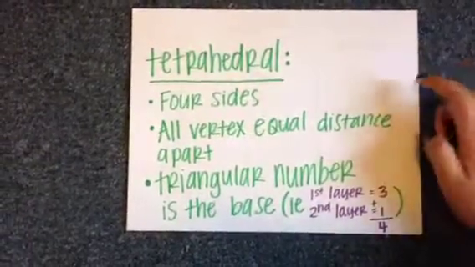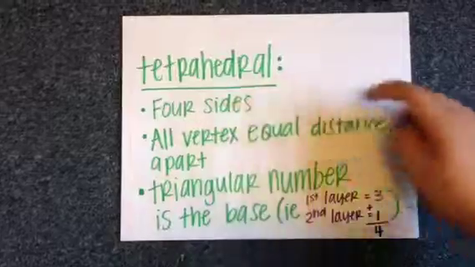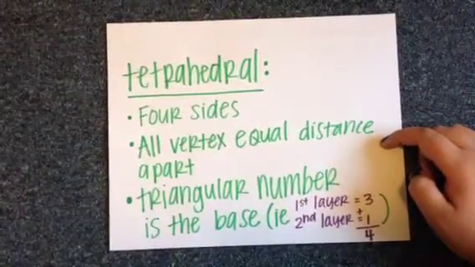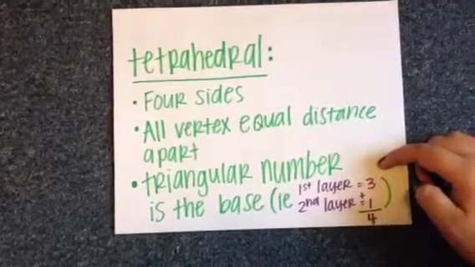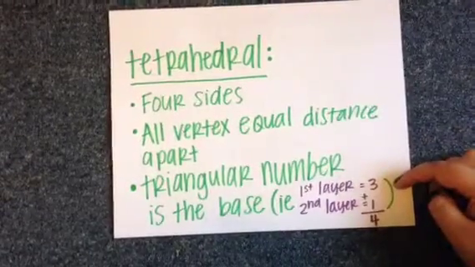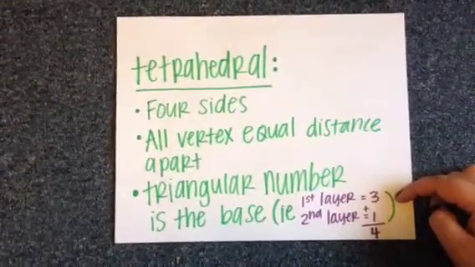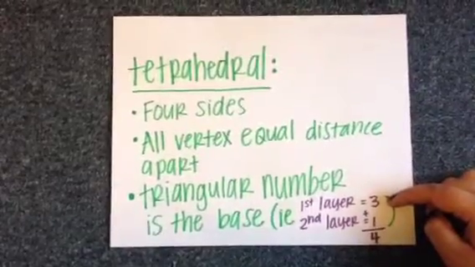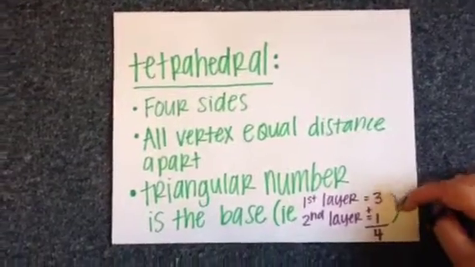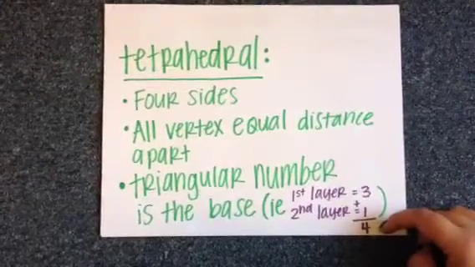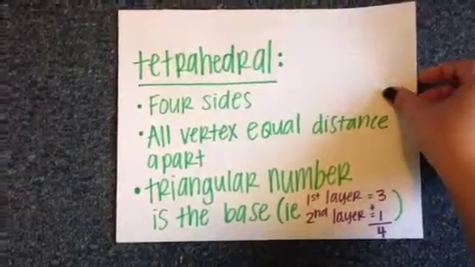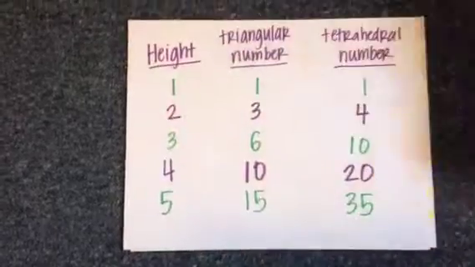A tetrahedral is a shape with 4 sides, all of the vertices are an equal distance apart, and a triangular number is used as its base. For example, if the first layer has a 3, which would be the triangular number, the second layer has a 1, which would equal 4, which is one of the numbers from our row of Pascal's triangle.